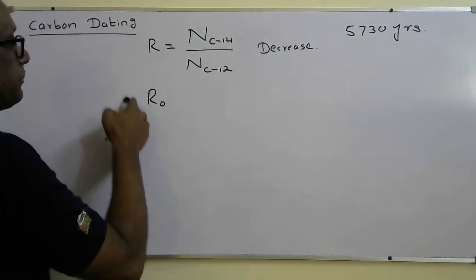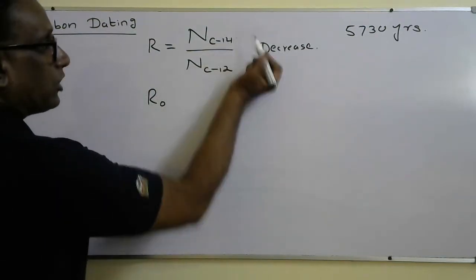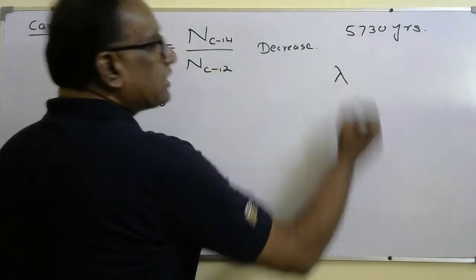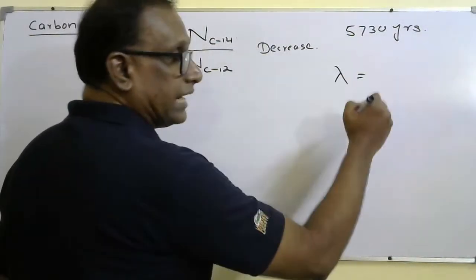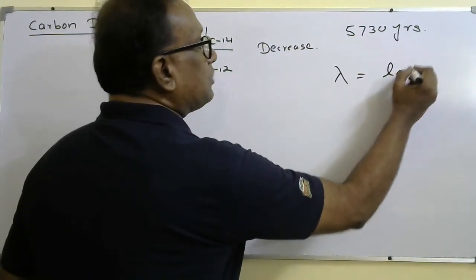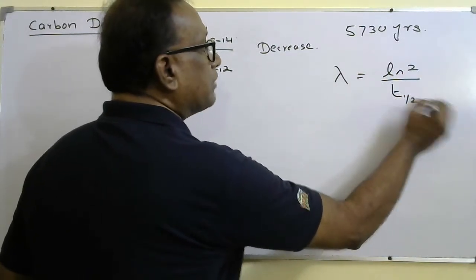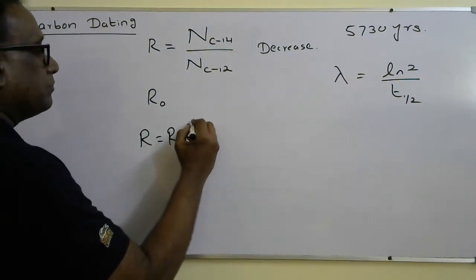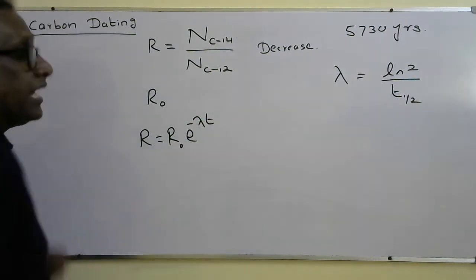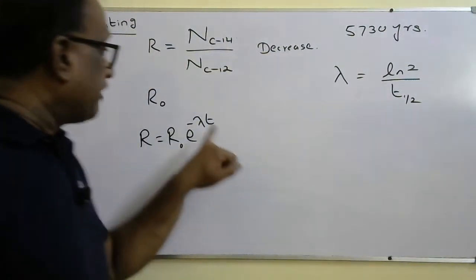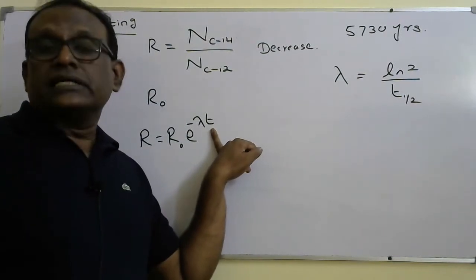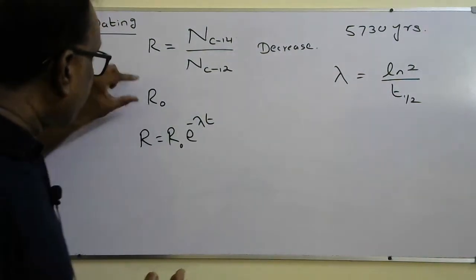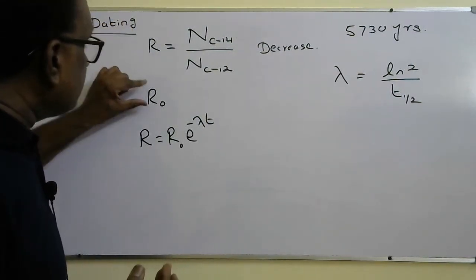So we know the relationship between R and R0, because that is due to the decay of carbon 14. Decay of carbon 14 depends on the decay constant of carbon 14, which is given by T half equals ln2 over lambda, so lambda is ln2 over T half of carbon 14. Then we can use R equals R0 e to the power minus lambda t, where lambda is the decay constant, and we can find the time taken for the ratio of carbon 14 to carbon 12 to drop from this value to this value.